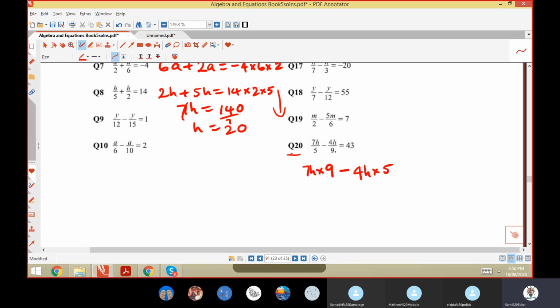Because if you don't, it's going to be the difference of 2 take away 1 compared to 1 take away 2. The answers are different. Okay. So with adding, it doesn't matter the order. 2h or 5h, it doesn't really matter. But with subtracting, it's important that this one goes first and then this one second. All right, equals 43 times by 5 times by 9. Too easy. 63h. 7 times 9 is 63. 4 times 5 is 20. 43 times 5 times 9.